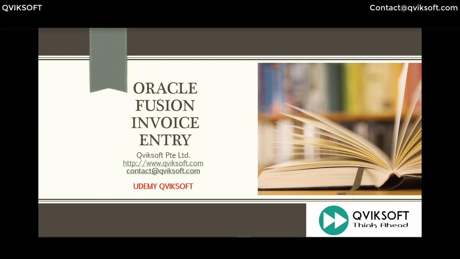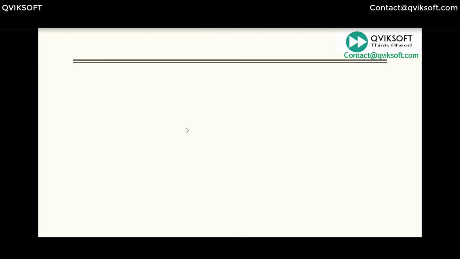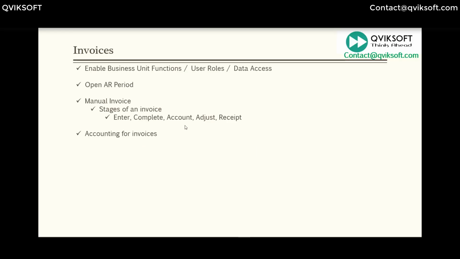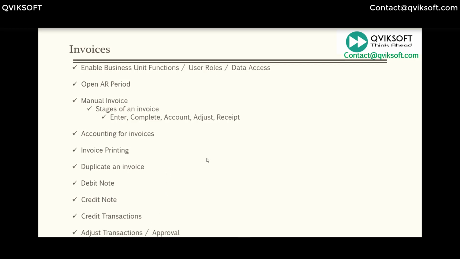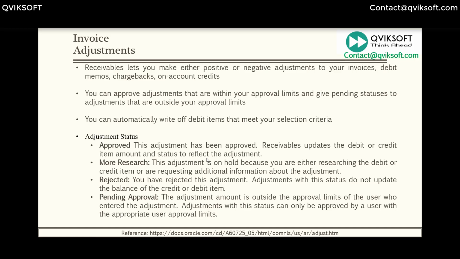In this series of chapters, we are covering all the functionality available for invoicing in Oracle Receivables. We have done a lot of chapters so far and we are going to create some more interesting chapters also. Let me cover what we have done so far. This is what we have done already: invoicing, debit note, credit transaction, adjustments as well. Now we're going to cover some more very interesting chapters.